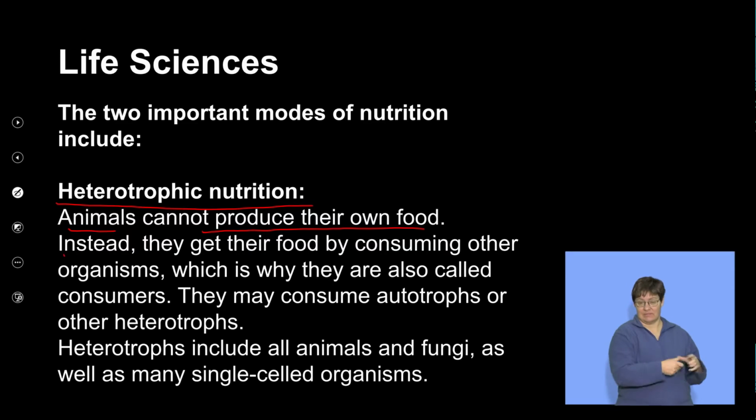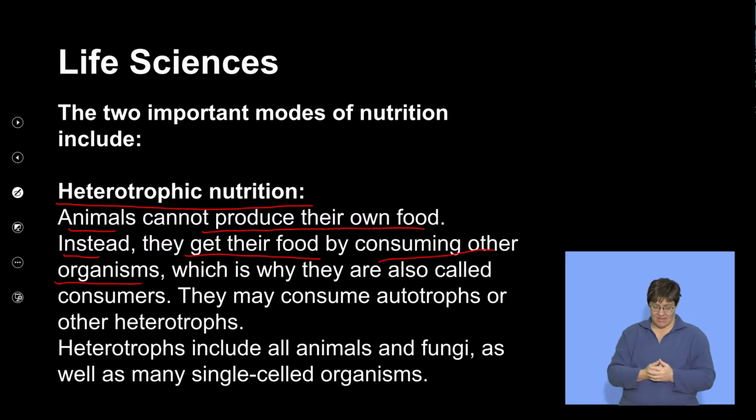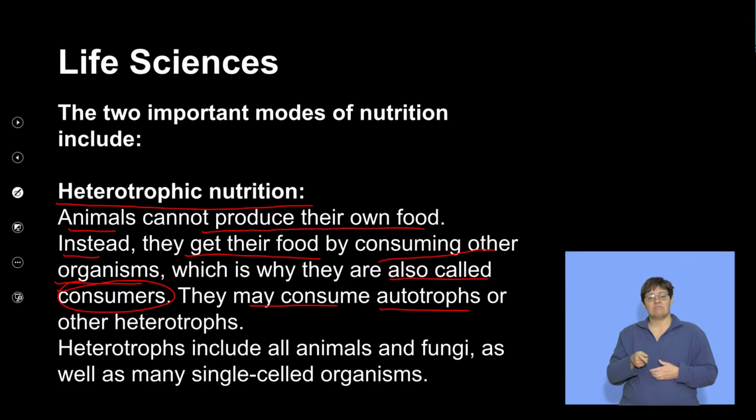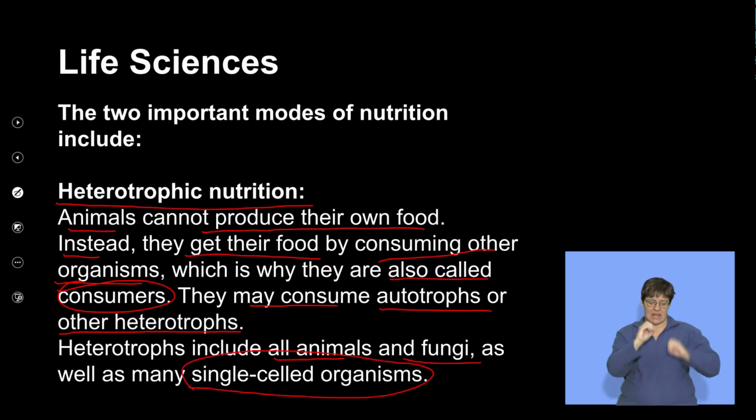Instead, they get their food by consuming other organisms, which is why they are also called consumers, because they consume other organisms for their nutritional needs. They may consume autotrophs or other heterotrophs. Heterotrophs include all animals and fungi, as well as many single-cell organisms that are able to engulf and use other organisms for their energy requirements.